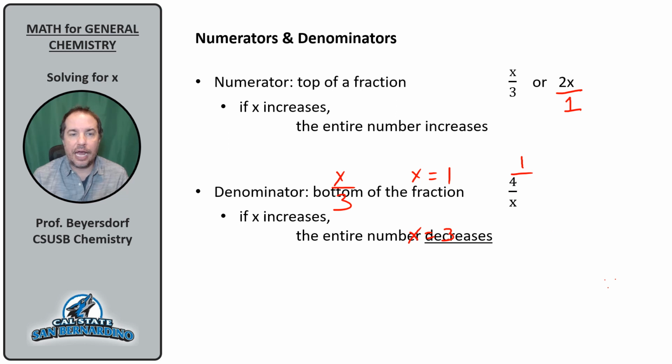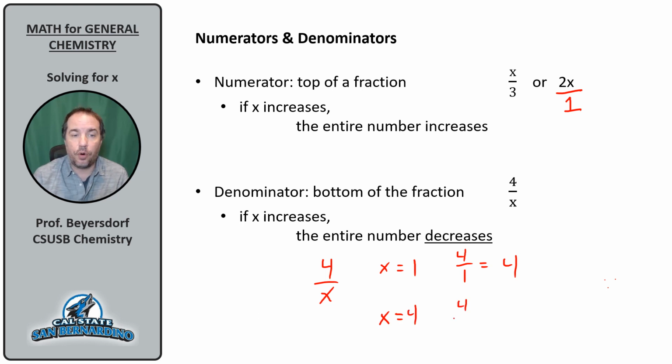Now let's go on and let's figure out what a denominator is. A denominator is the bottom of the fraction. So for instance, 4 over x. Here, if I have 4 over x and x is equal to 1, well, 4 over 1 would be 4. But let's say I increase x. So now x is equal to 4. So I'd have 4 over 4, so that'd be 1. So increasing x decreases the value. That's whenever that variable is in the denominator.